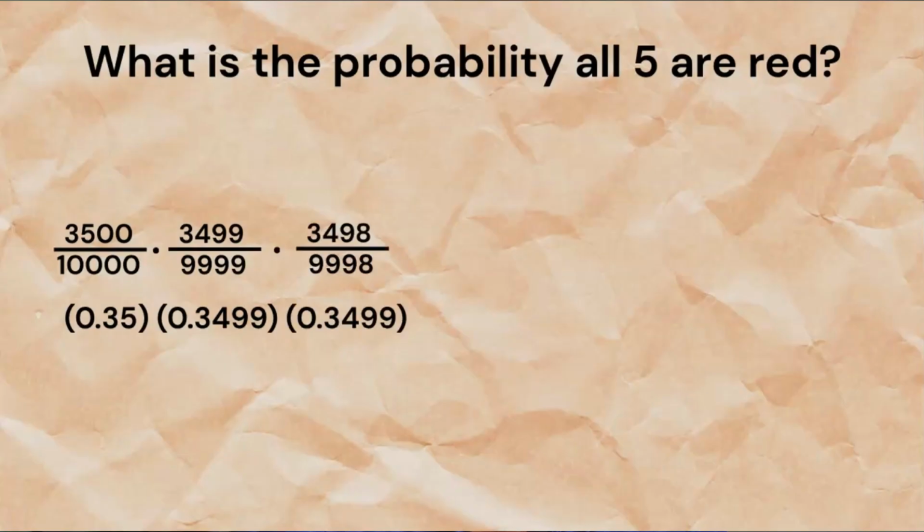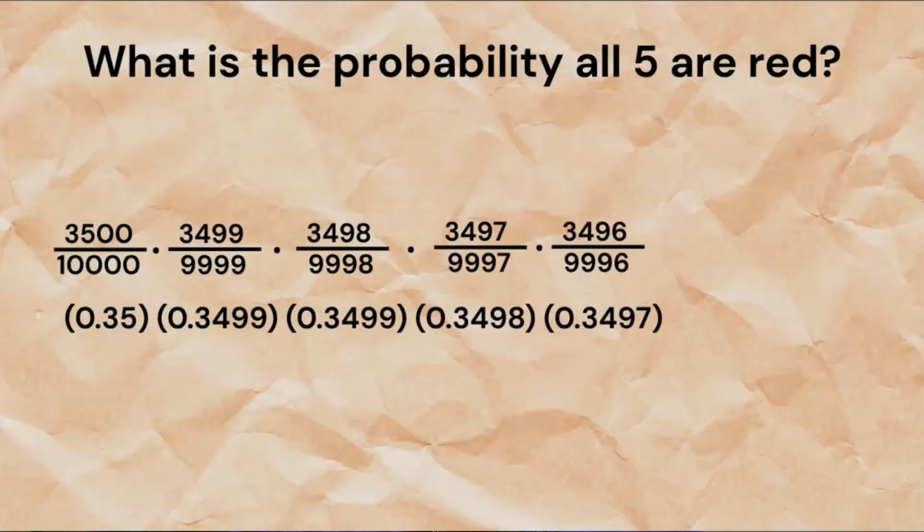Then we get that third marble, very small change, but you see the idea. There's only 3,498 red marbles left out of 9,998 total marbles. And then we see for that fourth marble, another small change. And then for that fifth marble, another small change. And then that gives us a final answer of 0.00524. And again, that was sampling without replacement.